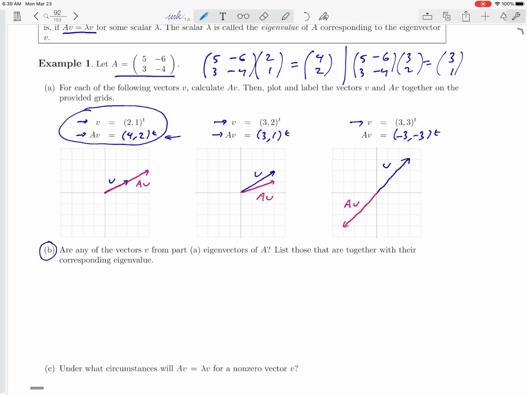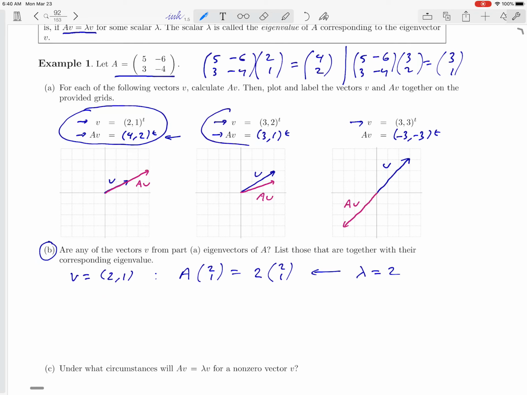We started with (2, 1), and (4, 2) is exactly twice it. We can confirm that down below by direct calculation. We started with v1, we took A times (2, 1), and we got out (4, 2), which is exactly twice (2, 1). The eigenvalue in this calculation would just be lambda equals 2. That was the multiple of the starting vector that our output gave us.